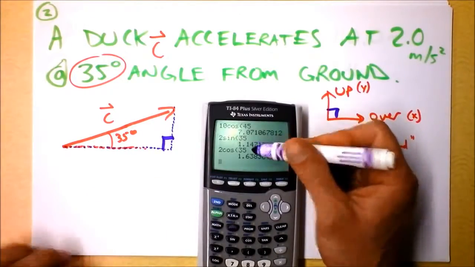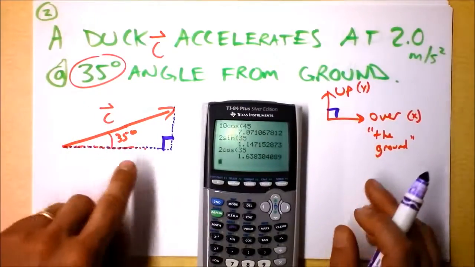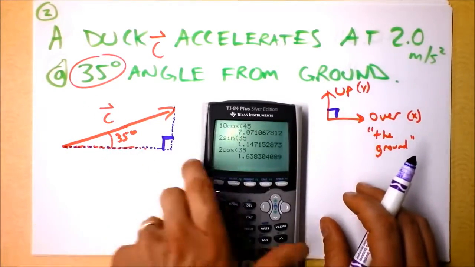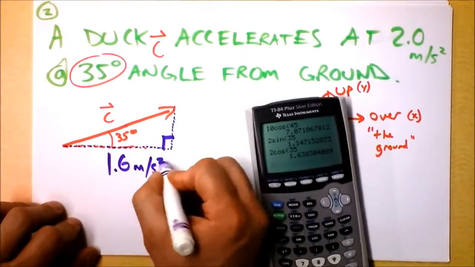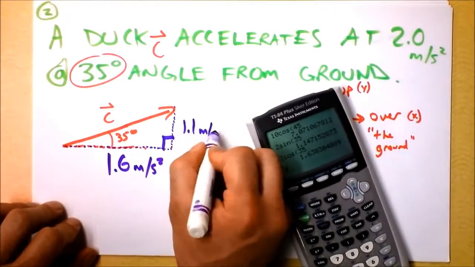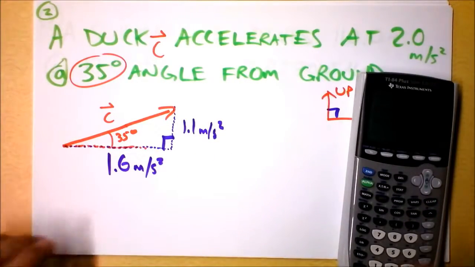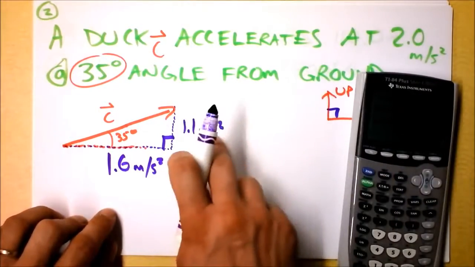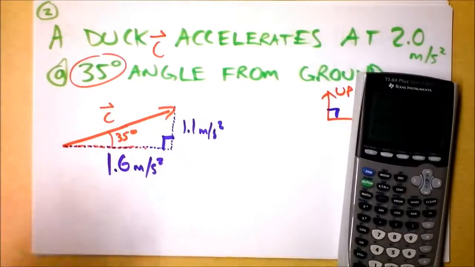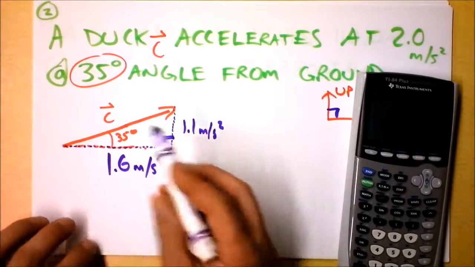I've got 1.1 and 1.6, 2 sig figs here. And I know based on my picture that one side is longer, so I'm just going to put them in the right place. 1.6 meters per second squared, 1.1 meters per second squared, and I'm done. You can check if you like that the sine is using the opposite over the hypotenuse, and that's why it's this side right here. And the cosine likewise is using the adjacent over hypotenuse. You can check all that, but this will save you a ton of time.